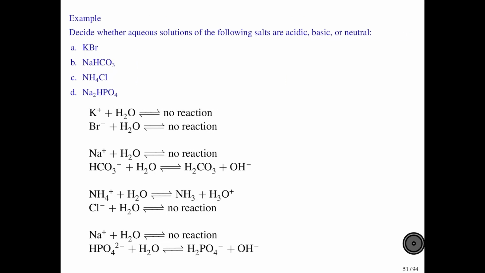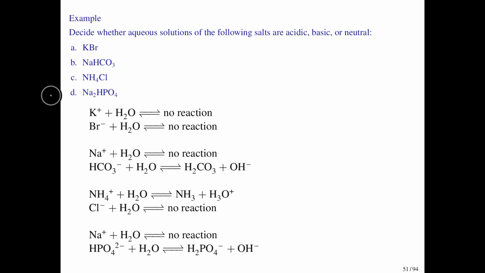I've got several more examples to go through here. Potassium bromide, again, potassium hydroxide, strong base, no hydrolysis. Bromide, however, we associate bromine with hydrobromic acid, which is also strong, therefore no hydrolysis reaction from that one. So this again will be a neutral solution.